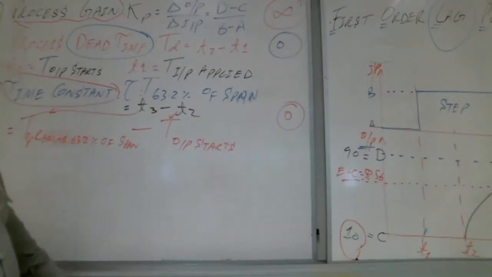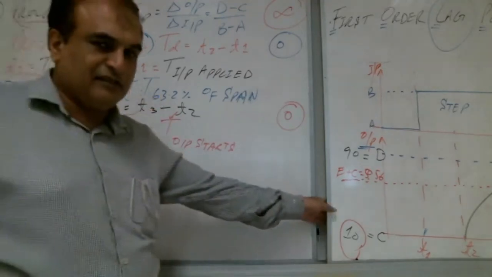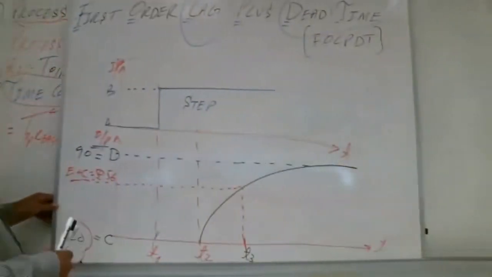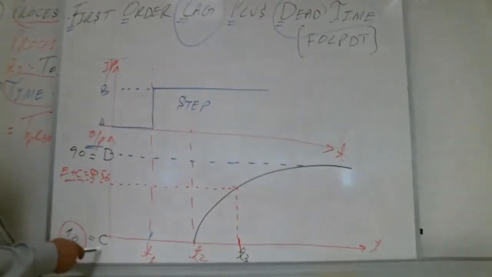Teacher, what does it mean, time constant? What is the time constant? Time constant means to reach the 63.2%. See here. It is starting from here. Imagine this is 10 or 0, right? You are with me, brother? Yes, I am with you.